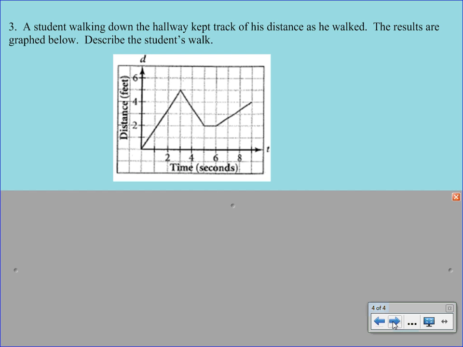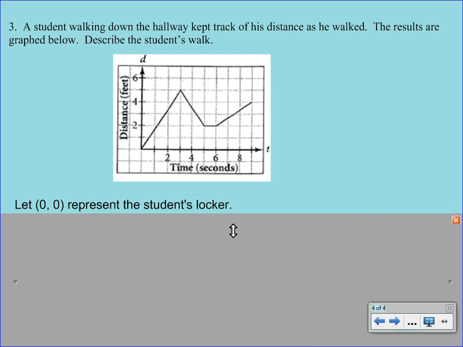So the first thing we need to do is figure out what the origin is going to represent for us. I just made this up, and I'm going to say the origin is going to represent the student's locker. It can be anything, but we just need a point of reference. So that's my first step. Then I notice here that I have a positively sloped segment. That means that the distance is getting larger as I walk here. So that means I'm going away from the locker.